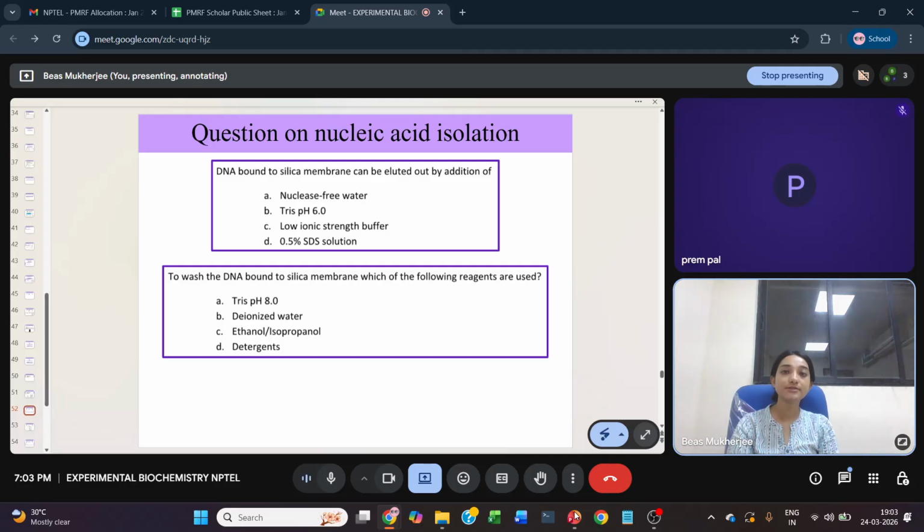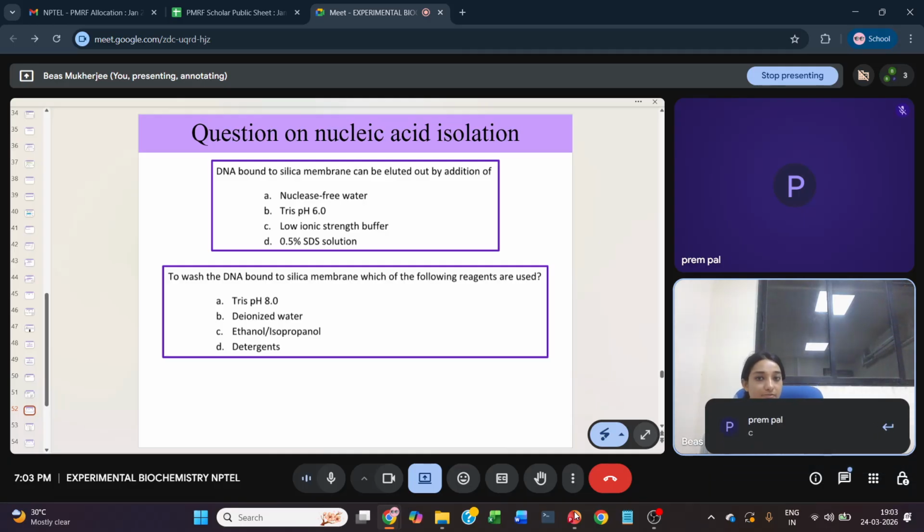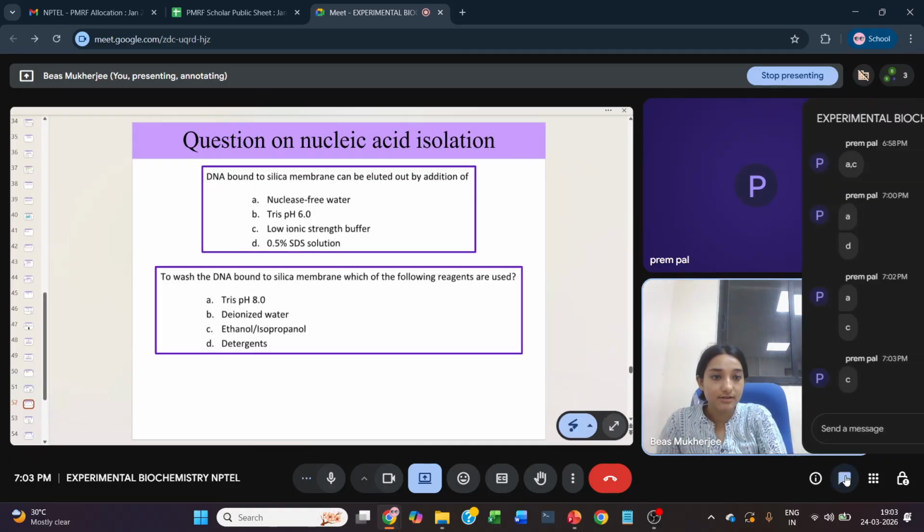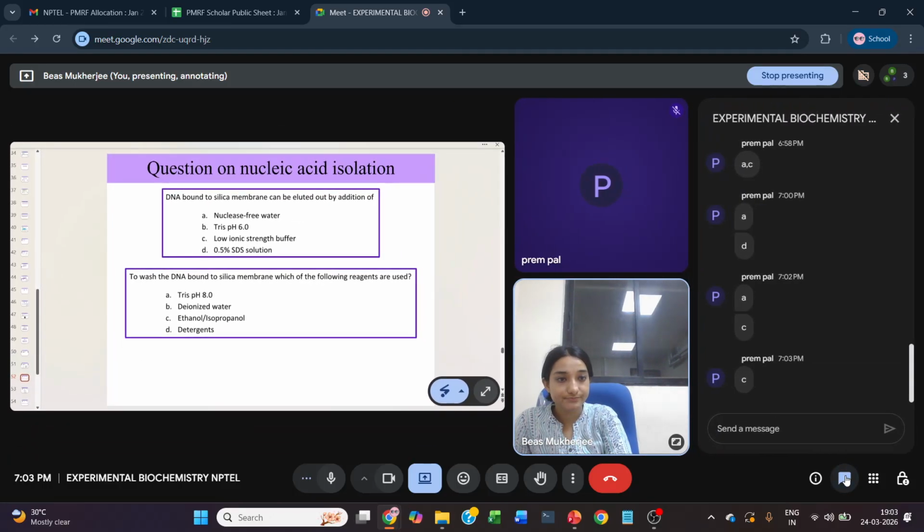To wash the DNA bound to silica membrane, which of the following reagents are used? Tris, deionized water, ethanol and isopropanol, and detergent. Okay, so you're saying that it is C, low ionic strength buffer. Actually, let's see. Let's look at the right answer.